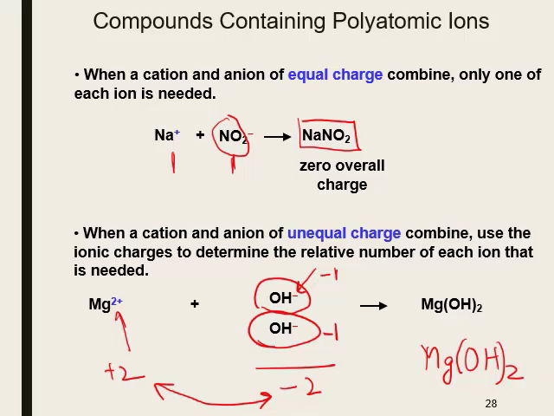put 2 outside the parenthesis. So this shows that there are 2 OH or 2 hydroxide. So this is the correct way of writing the formula.